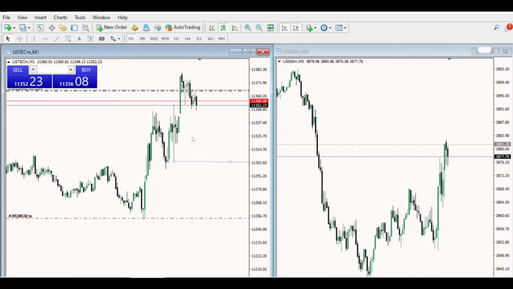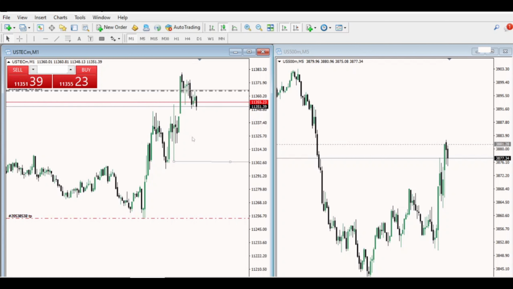Alright folks, welcome back. Today we'll be looking at how I take most of my trades using divergence and how you can spot liquidity sweeps and not mistake them for a market structure shift.